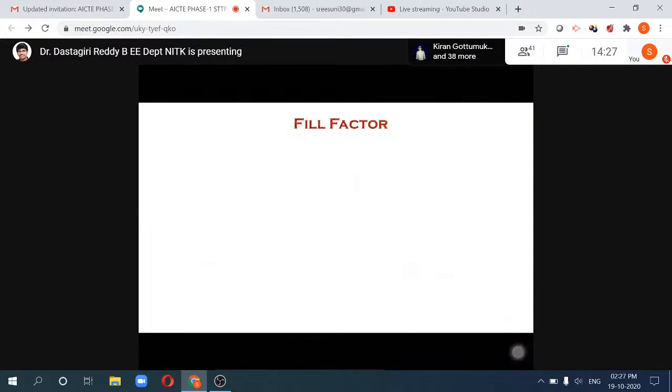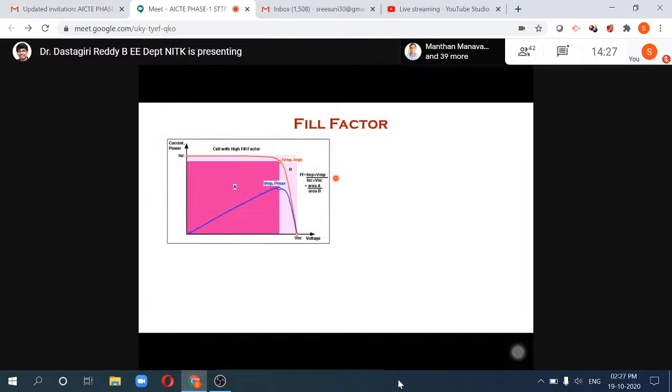Fine. Now, when it comes to fill factor, fill factor is nothing but the ratio of the maximum power that you can generate to the short circuit current times the open circuit voltage. There will be different panels available out there in the market, so you have to be very careful in looking at this particular factor called fill factor. If the difference between maximum and open circuit voltage is not much, then it is a good panel.